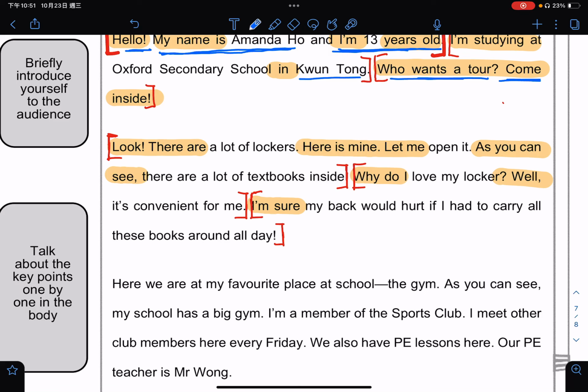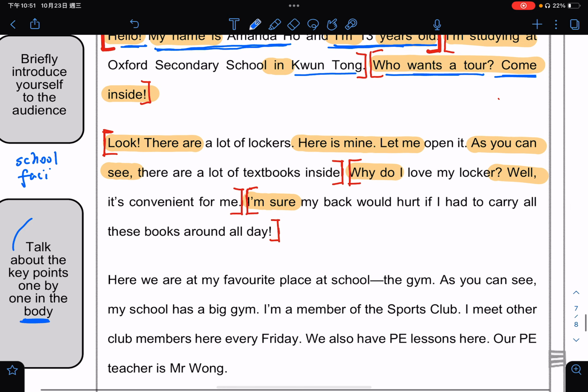Okay, now we will move on to the second paragraph of our floor. So in the second paragraph, we begin with our body paragraph. The second paragraph is the beginning of our body paragraph. In the body paragraph, we start to introduce our school facilities. So which school facilities do you want to show the exchange students?